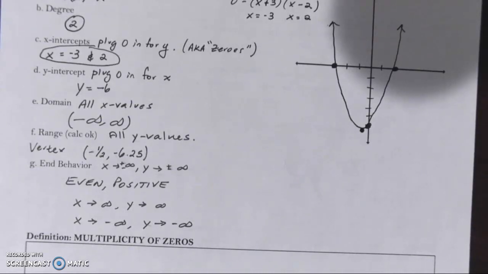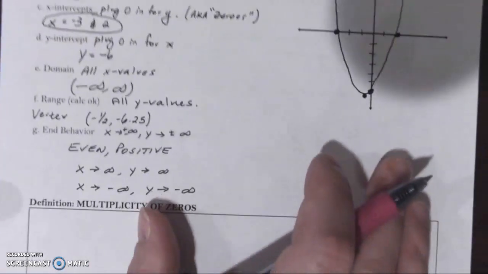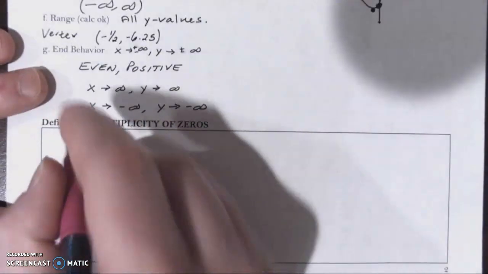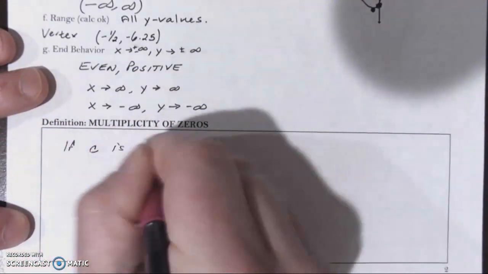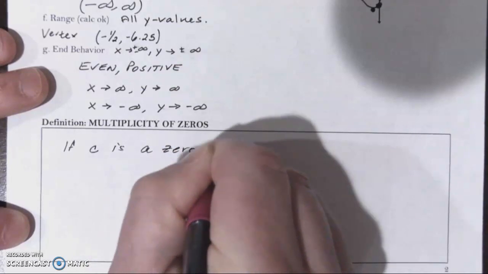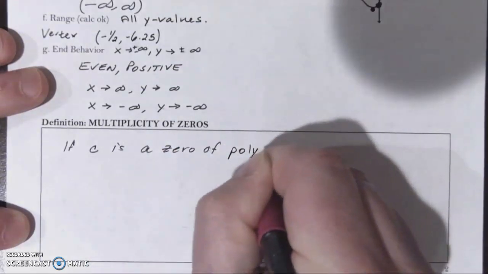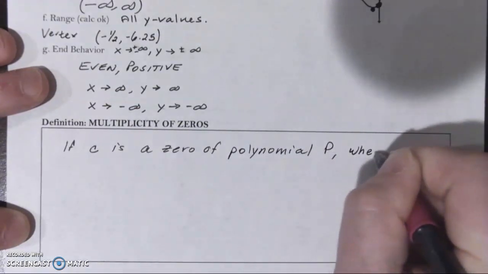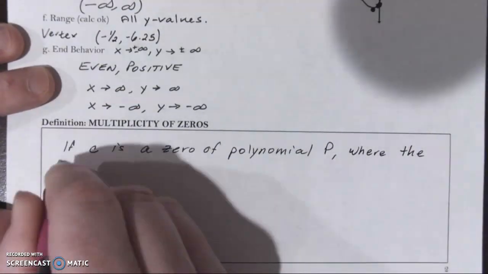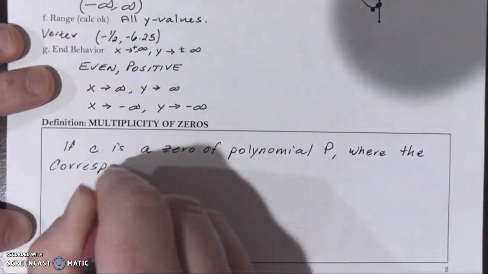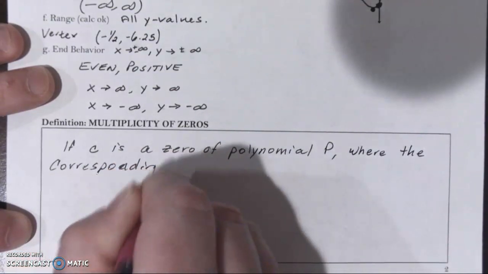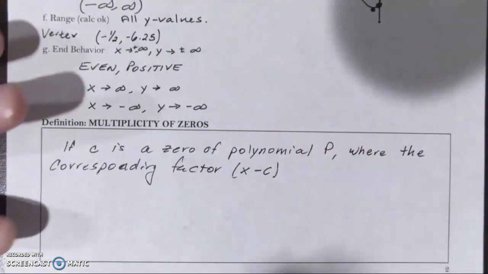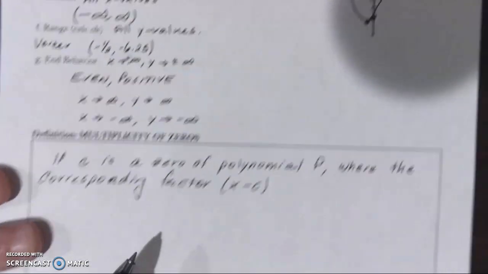And then we get into what is defined as the multiplicity of a zero. Okay. And we're going to give you the really math-like definition. If c is a zero of polynomial P, where the corresponding factor x minus c. So let's just talk about what that means, okay?